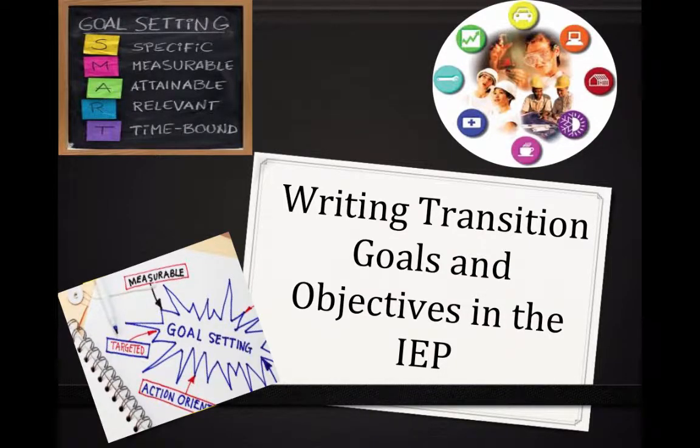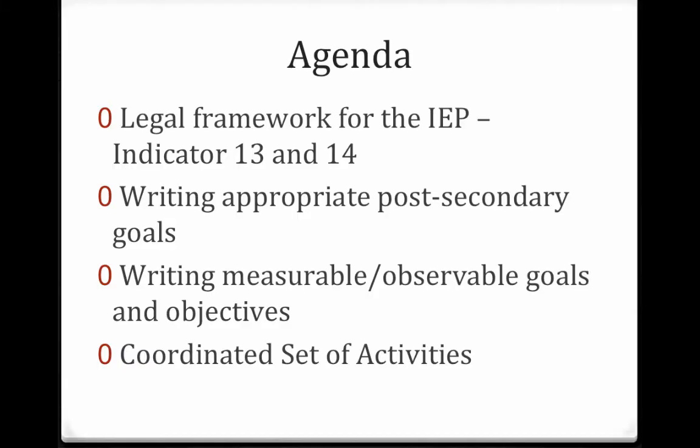Okay, in our last set of PowerPoints, we talked about general requirements for transition planning and the IEP and timelines to follow. So let's get a little bit more in depth and let's talk about turning some of those assessment results that we have into actual goal and objective statements that can be written into the IEP. Just as a matter of review, the agenda: we're talking about that legal framework and then actually moving into writing the goals and objectives.